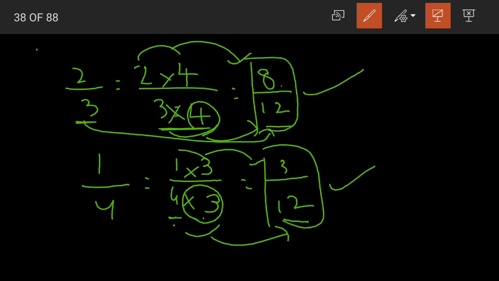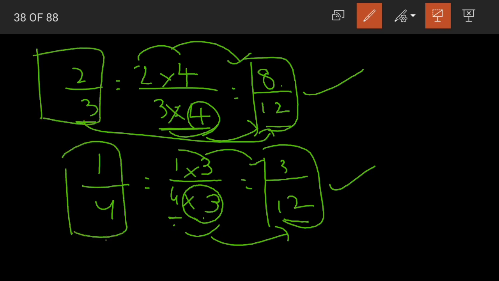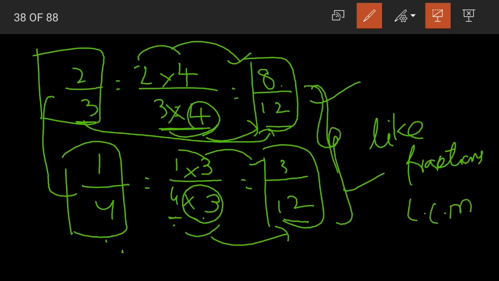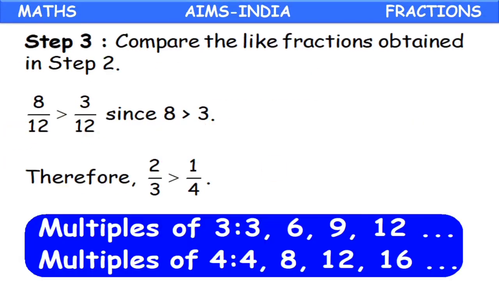What are the fractions now? Before we had 2 by 3 and 1 by 4. But now what do we have? We have 8 by 12 and 3 by 12. Now can you tell me what is the difference here? See, the both fractions that we got now are our like fractions. They have the same denominator 12. We started with unlike fractions, and then depending on the LCM we converted them into like fractions. 8 by 12 and 3 by 12 are our fractions now.